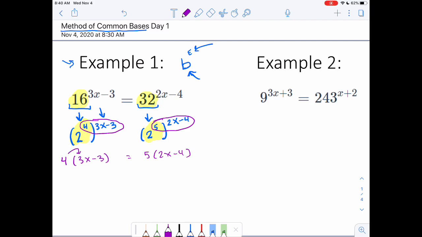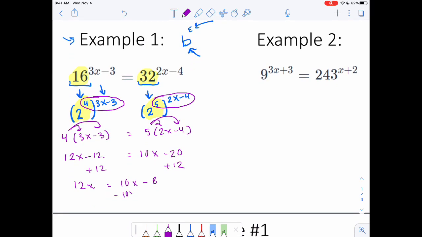So now I'm going to multiply. Again, I'm going to multiply. And here we're just using our opposite operations to solve for x. And I divide, and I see that x equals negative 4. We were able to solve it. That's it.